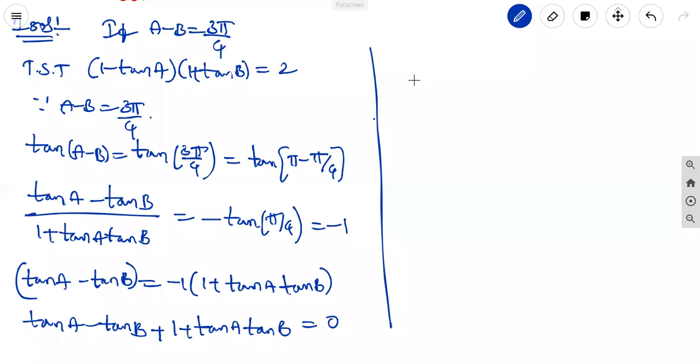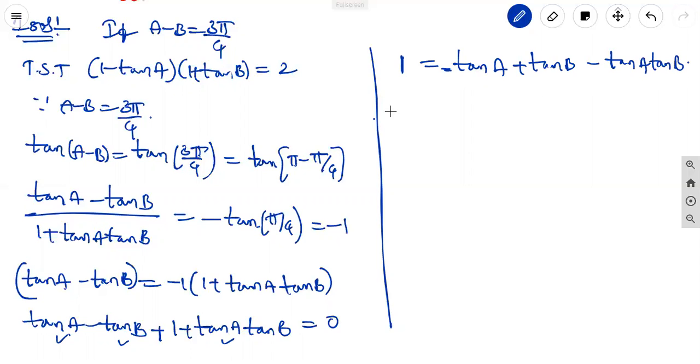Here in the first two terms, taking tan A plus tan B, if we take it common, we get 1 minus tan B. If tan B is also taken common, then that is nothing but 1 plus tan A. So we keep 1 on the left side and take the remaining terms to the right side: 1 equal to tan A minus tan A plus tan B minus tan A tan B.